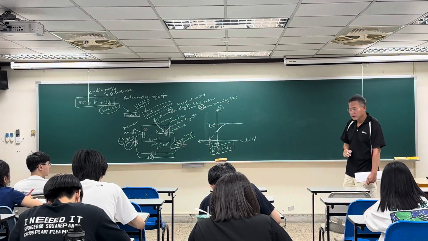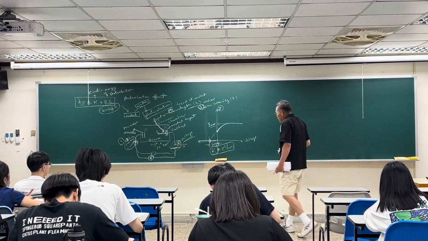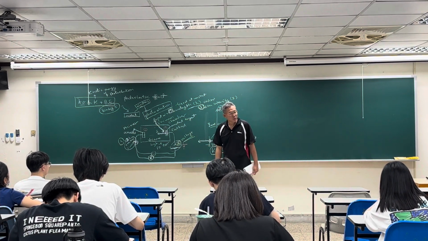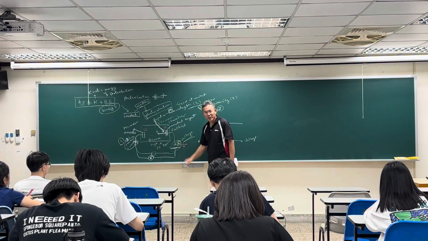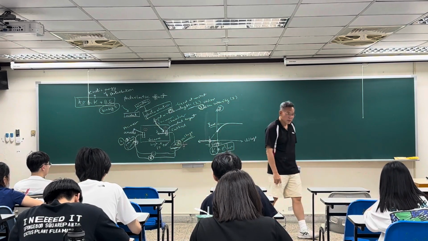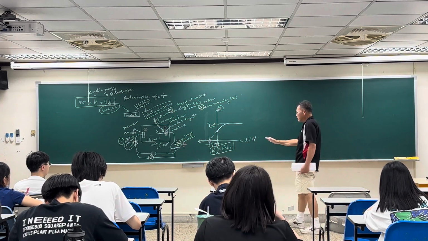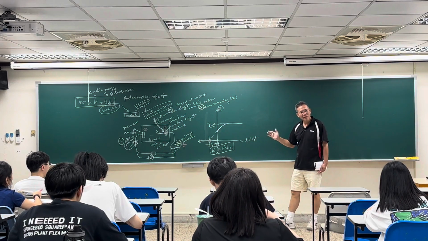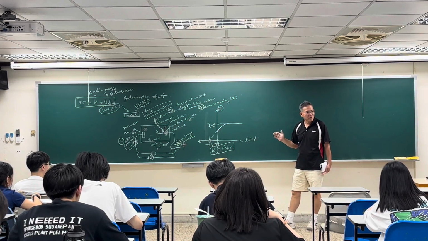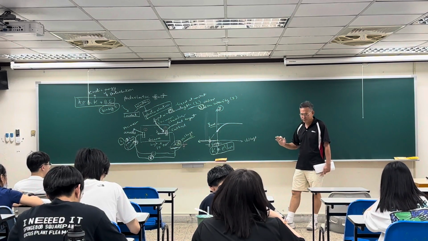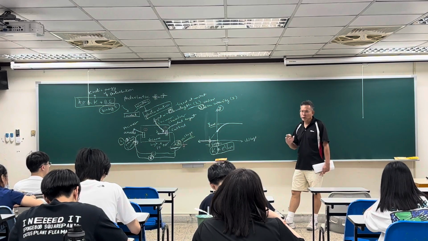So then Einstein can use this information to understand what kind of metal it has, right? But this is not the reason Einstein got his Nobel Prize. The reason is what?